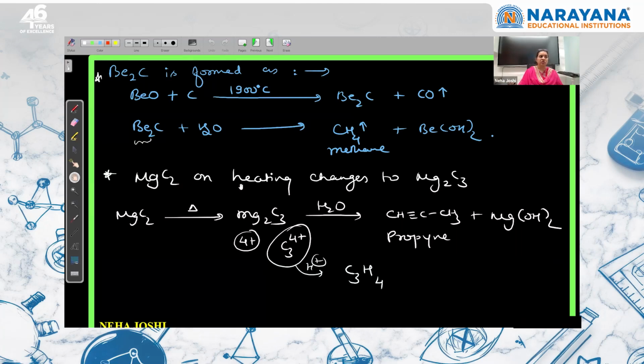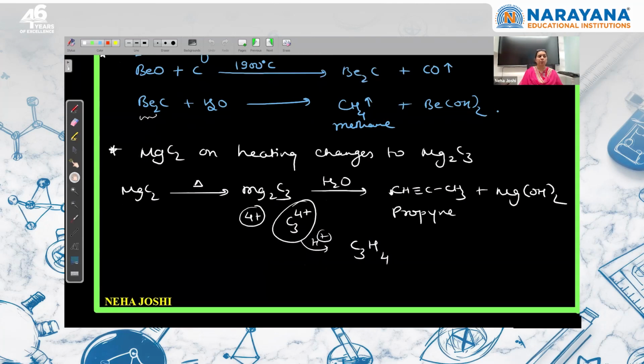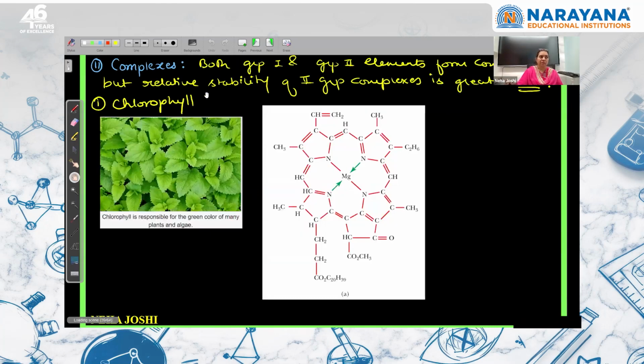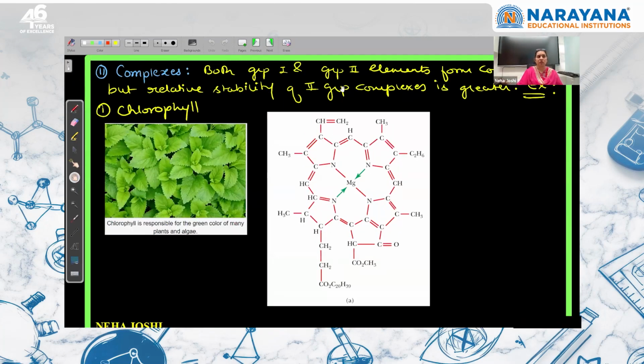Magnesium carbide, Mg2C3, on heating changes to Mg2C3H4, which gives propyne on hydrolysis. Another thing is complexes. Both group 1 and group 2 form complexes, but the relative stability of second group complexes is more. Chlorophyll, the green color of plants and algae, is due to chlorophyll. In that, magnesium is there in the center. So it is a complex having magnesium, a very important complex from the second group.